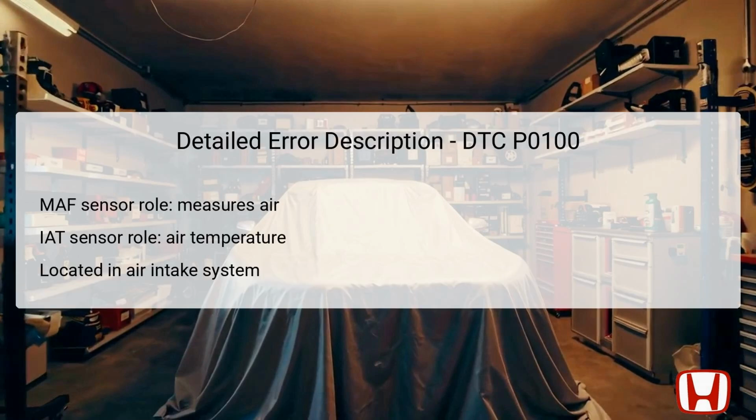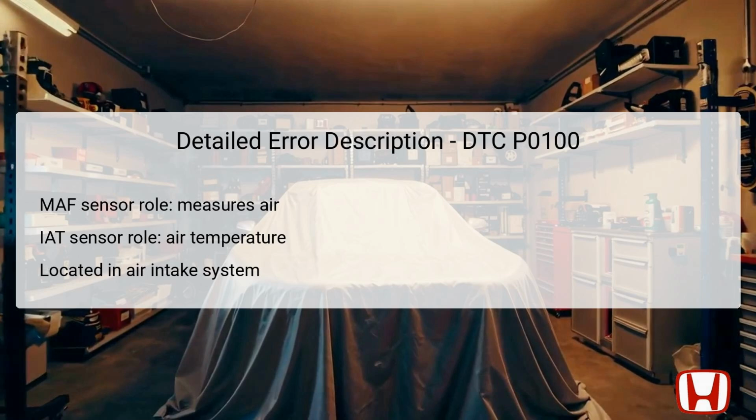The MAF sensor is responsible for gauging the volume of air entering the engine and is vital for efficient engine operation. This data enables the engine control module, ECM, to adjust the fuel injection accordingly, optimizing performance and emissions. Alongside the MAF sensor, the intake air temperature, IAT, sensor is also critical, as it measures the temperature of the incoming air, providing additional data for the ECM to balance the air-fuel mixture.